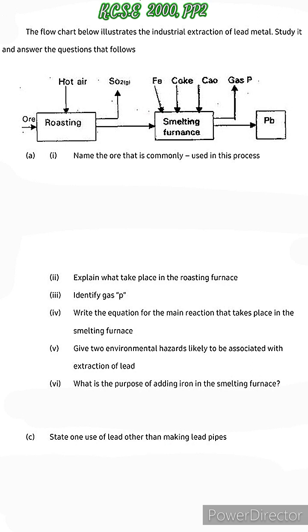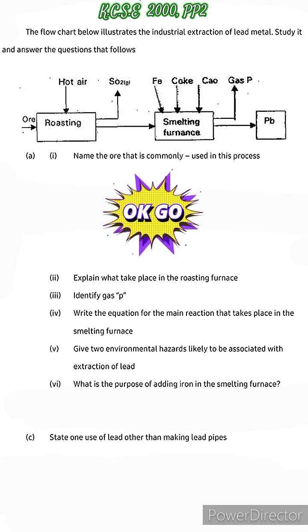Now, we can also see that in the smelting furnace, there's a gas P that is being evolved. And this, of course, is carbon 4 oxide. And then finally, we have the lead metal. Now, I believe we are ready to tackle the questions.